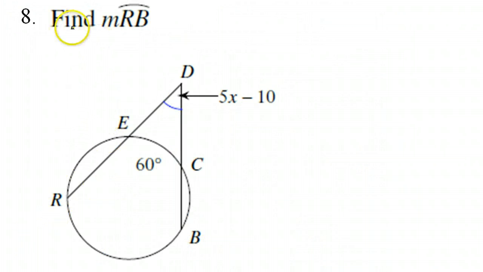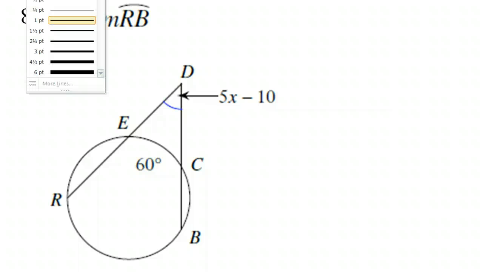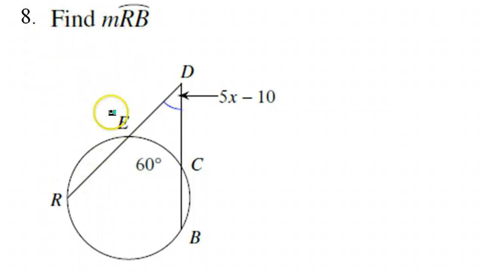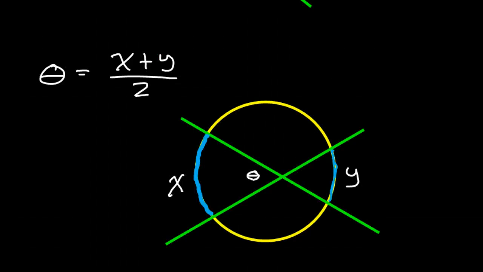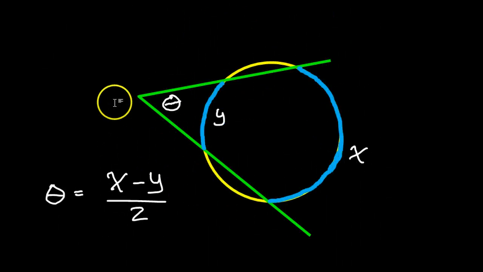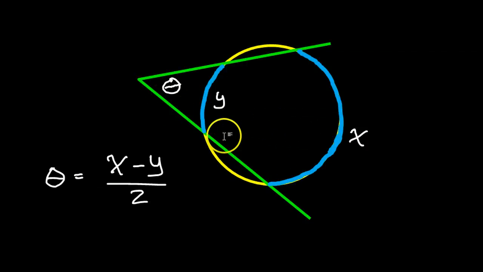Okay, number 8. We're supposed to find the measure of arc RB. Alright, so let's mark our target. Arc RB is this arc right here. Okay, that's what we're trying to find. Okay, now which formula am I going to use? There it is. Alright, this is an angle outside of the circle. So its angle equals arc minus arc divided by 2. And it's got to be the big arc minus the small arc so we don't get a negative number.